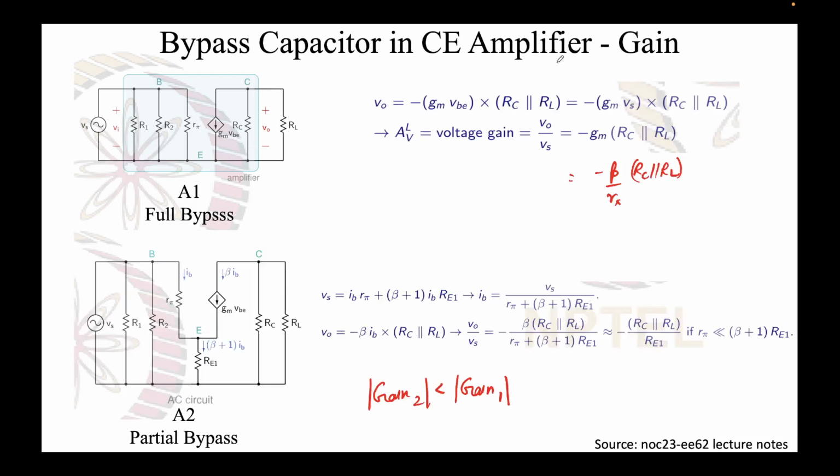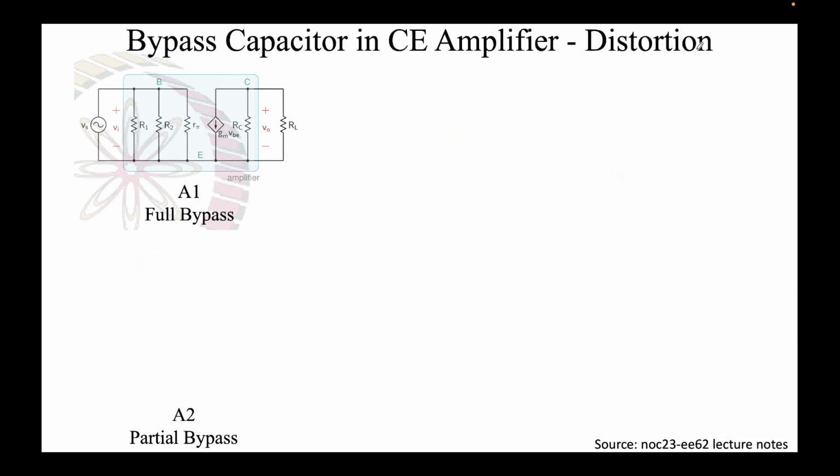Now we have talked about gain, so let's talk about distortion. So this is the full bypass that we have over here, right? So let's see what's going to happen, and we know VB equals VBS. Again, I told you this is nothing but VBE over here, plus minus VBE.